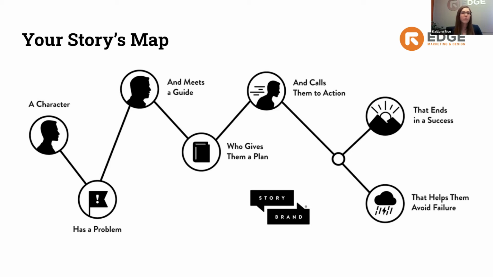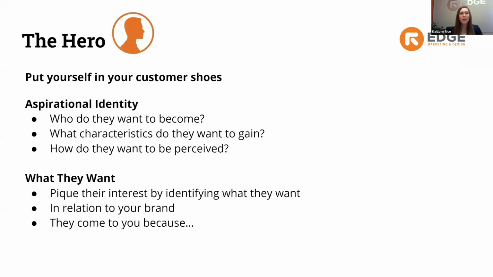So for the hero, like I said, we want to dig into getting into the mind or the shoes of your customer. So we want to create an aspirational identity for them. Who do they want to become? What characteristics do they want to gain? And how do they want to be perceived by the world?